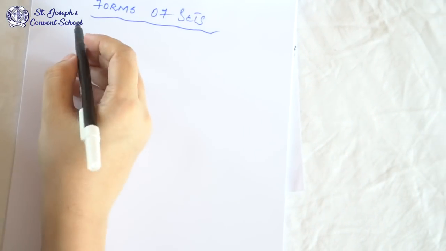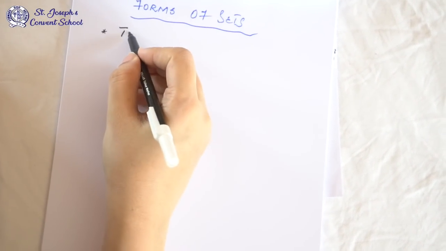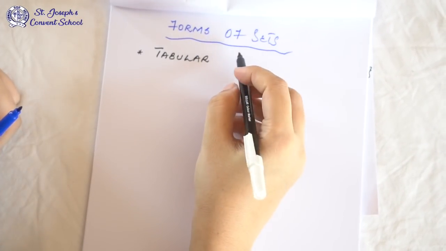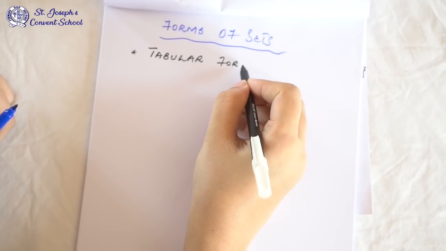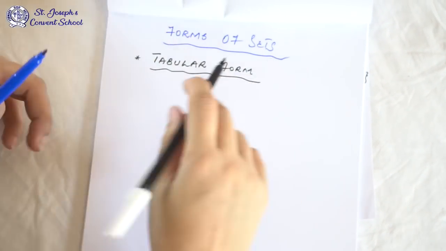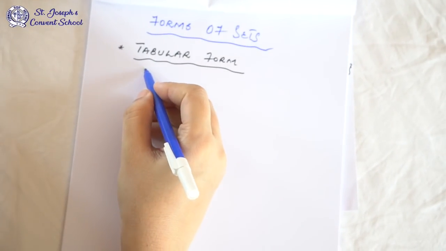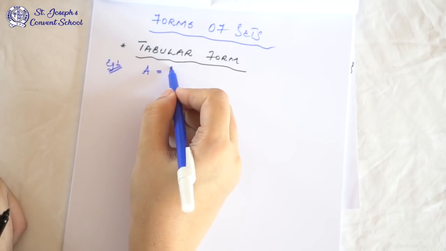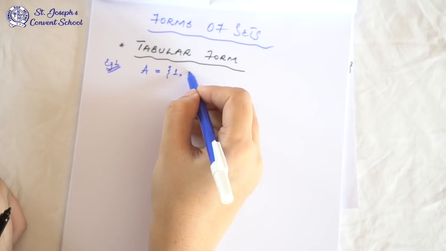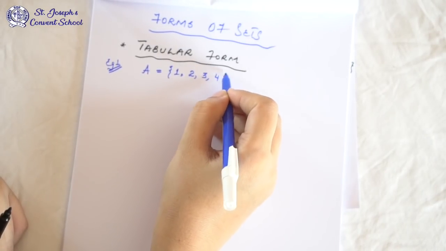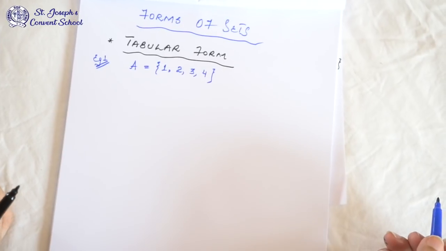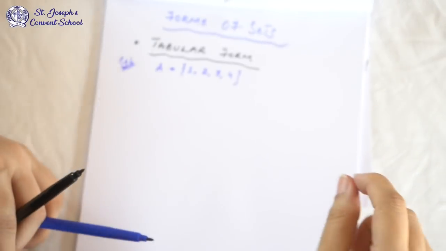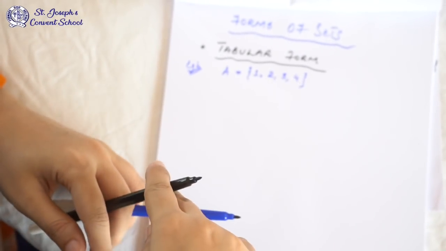There is the tabular form. What is tabular form? When we write the set in numbers, like suppose set A is given, with 4 numbers: 1, 2, 3, 4. This form is known as tabular form. Only numbers are written, no description is given. Only numbers are written between 2 curly brackets.